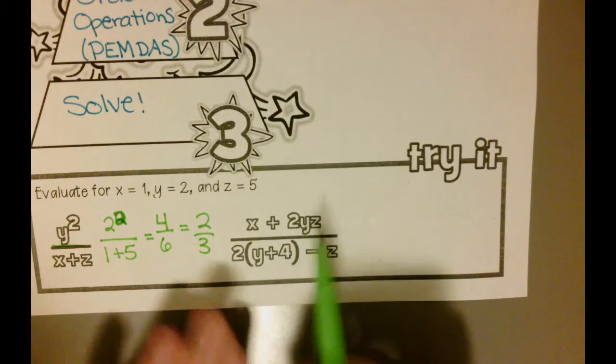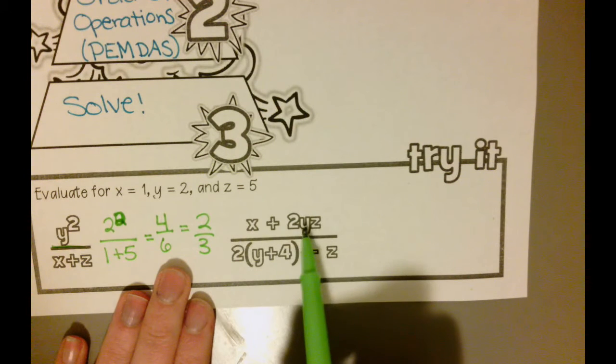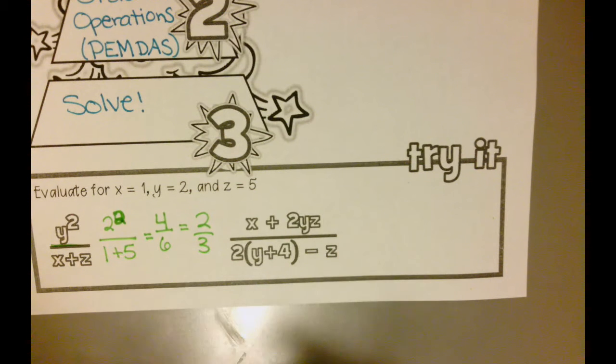Remember when you have this y, z next to each other, that's multiplying. So you're going to do 2 times y times z. Okay? The rest of it you should be able to plug in without any problems.